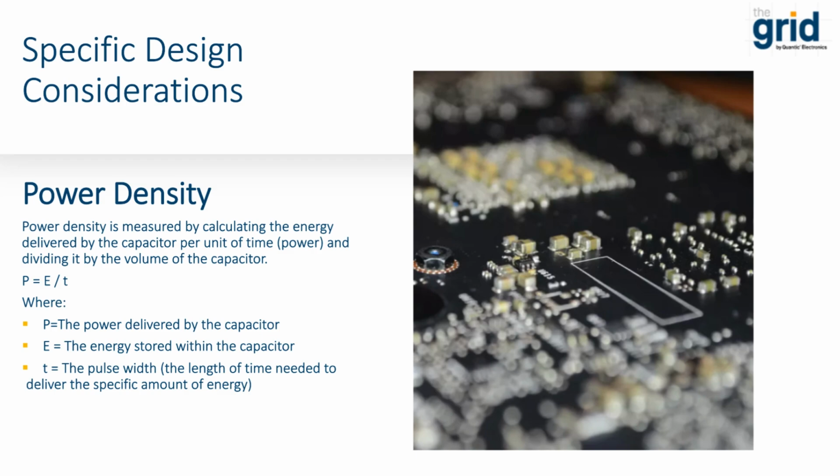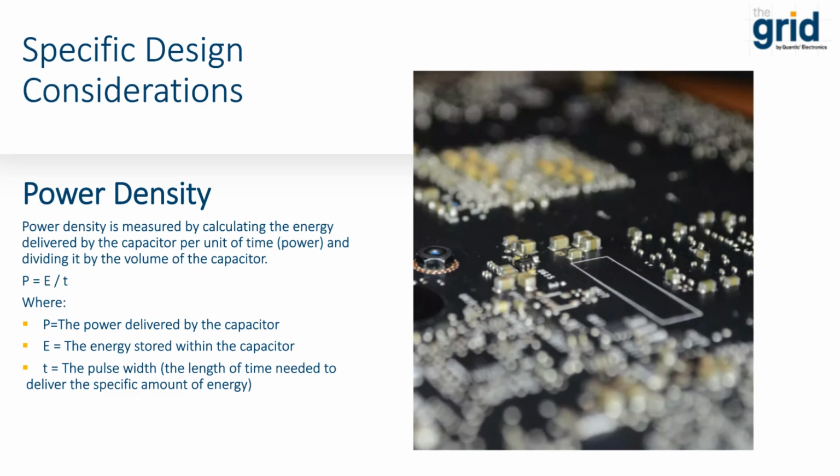power equals the energy we need to deliver divided by the time we must deliver it. As the required energy goes up or the time needed to deliver it goes down, the needed power is increased. First, designers must confirm if the capacitor can handle the application's required power needs, usually by checking the manufacturer's datasheet or even contacting them directly. Once confirmed, the power delivered by the capacitor is divided by its volume to obtain the power density.